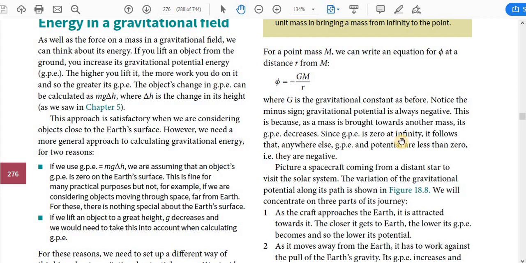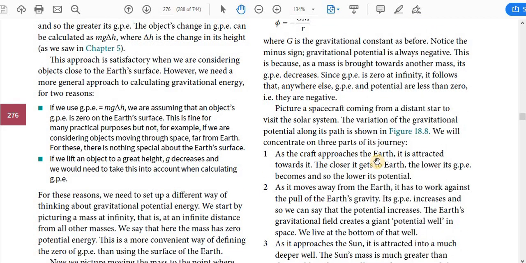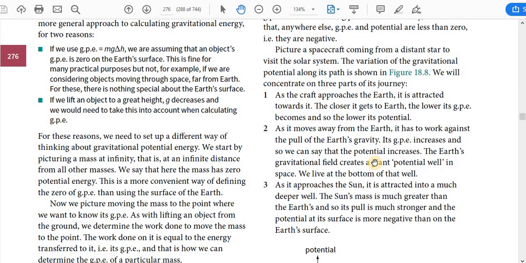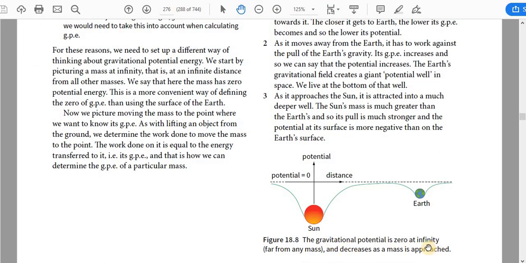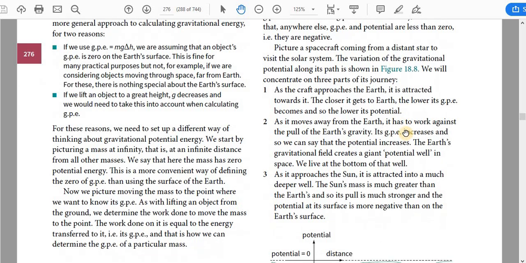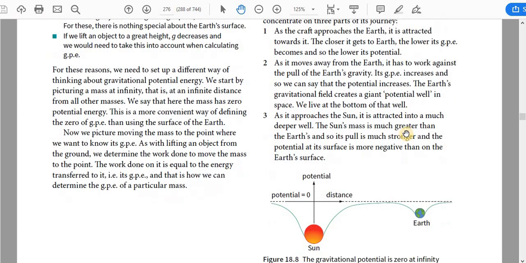So when you come closer and closer to the surface of the earth, it should decrease. But what happens is the negative value decreases. It follows that anywhere else GPE and potential are less than 0. So that's why more and more negative. They are negative. Picture a spacecraft coming from a distant star to visit the solar system. The variation of gravitational potential along its path is shown in figure 18.18. Okay. We will concentrate on 3 parts of its journey.